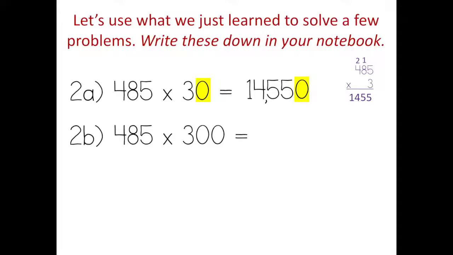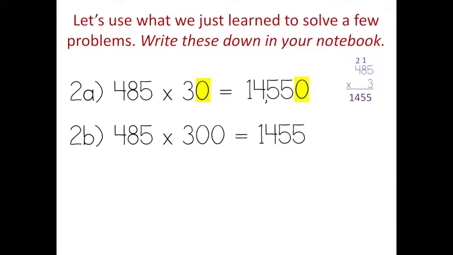Remember, we already multiplied 485 times 3, so you don't need to do that again. We already know that that's 1,455. What you have to do here is take a close look at the place value and make sure that you are accounting for it correctly in your answer.